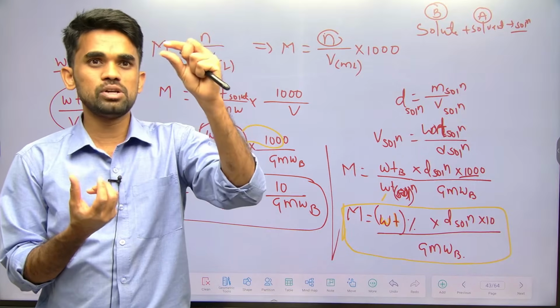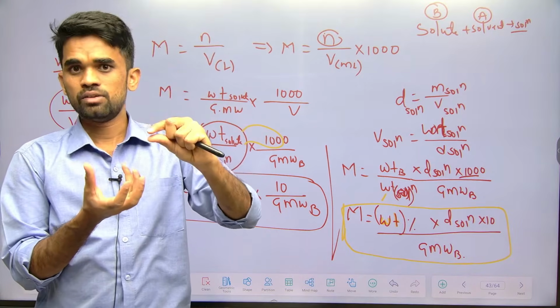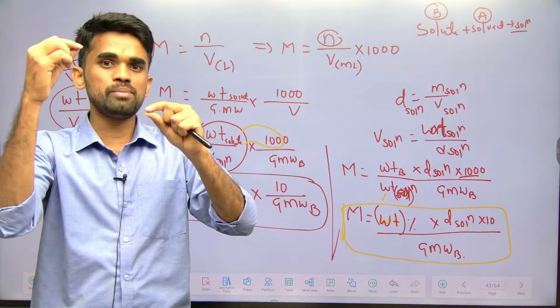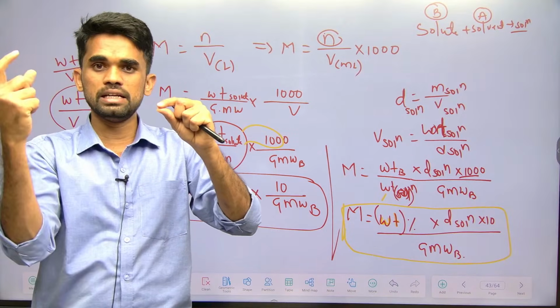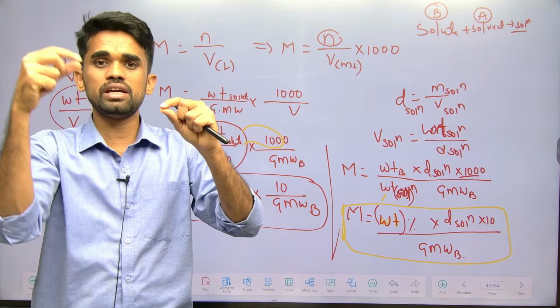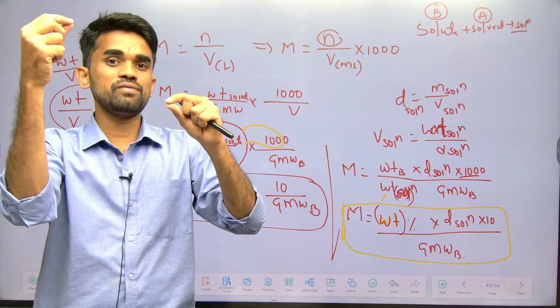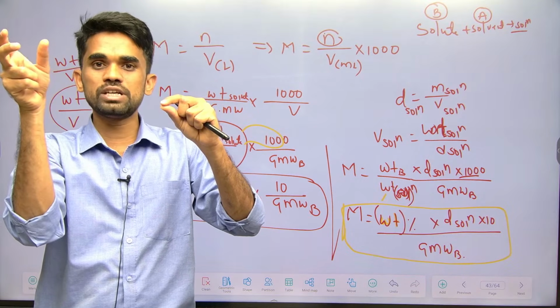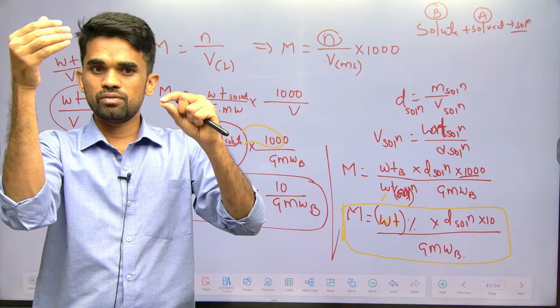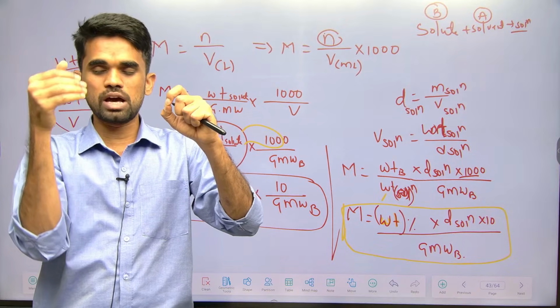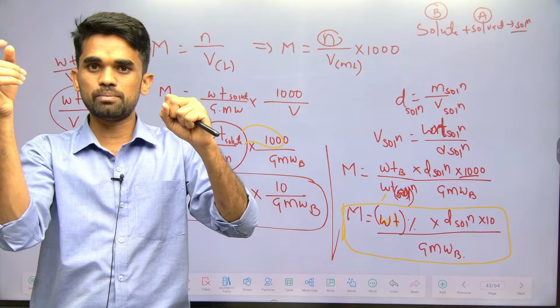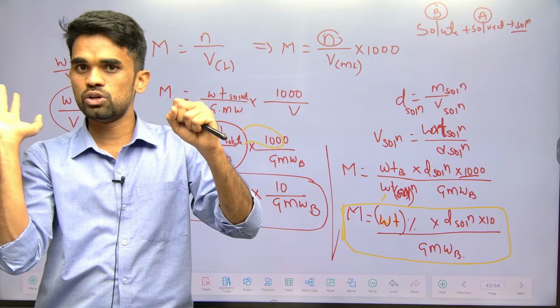Okay, number of moles of solute present in the 1 liter of solution. So the formula becomes N by V in liters. If it is in ml, N by V into 1000. If the weight of solute is given, weight of solute by molar mass of solute into 1000 by V, the volume of that solution.